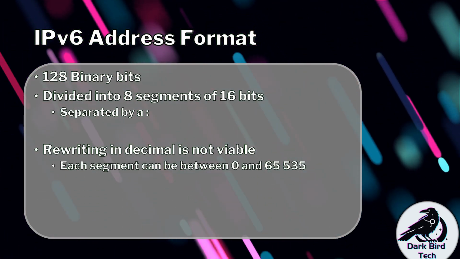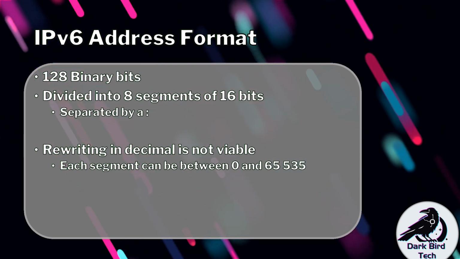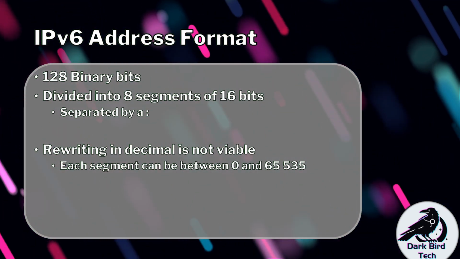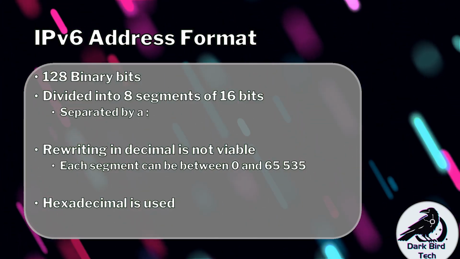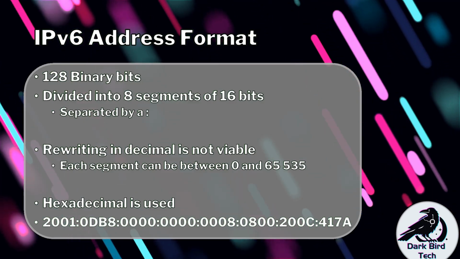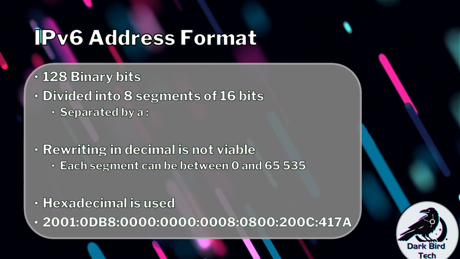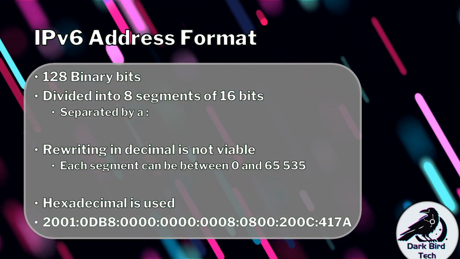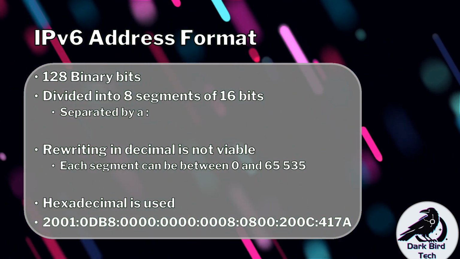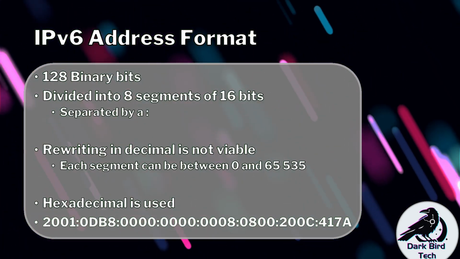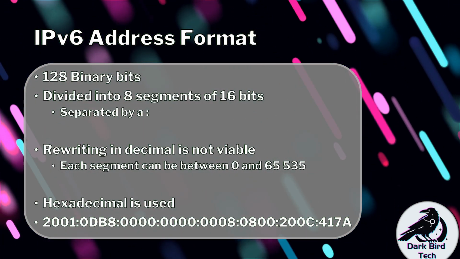Each of those 8 segments would possibly range between 0 and 65,535. So instead, we're using hexadecimal. And an IPv6 address can look something like this. And that is why I believe that people do not like IP version 6, well, part of the reason at the very least, is the address is really long, complicated, and difficult to read and remember. But it is a really decent address.